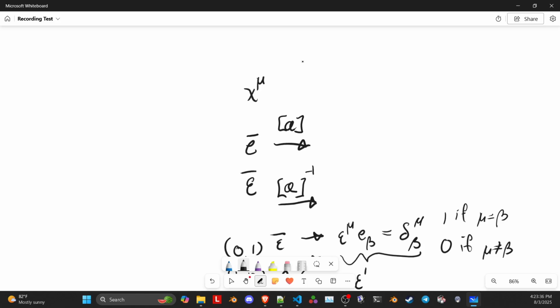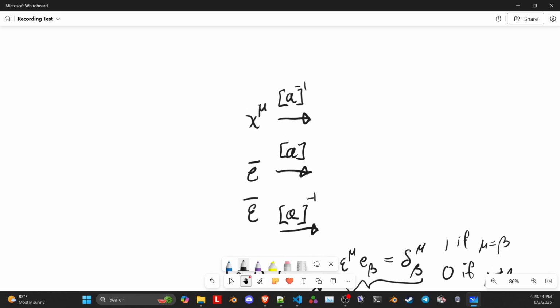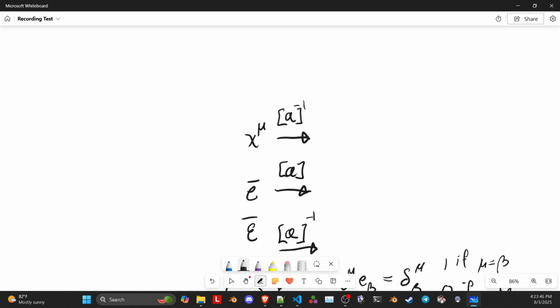X has components in E, and we need dual vector components, which aren't necessarily corresponding to our vector, because dual vectors and vectors live in different spaces. We'll say y lower mu transforms by A. But the overall pattern is the same.